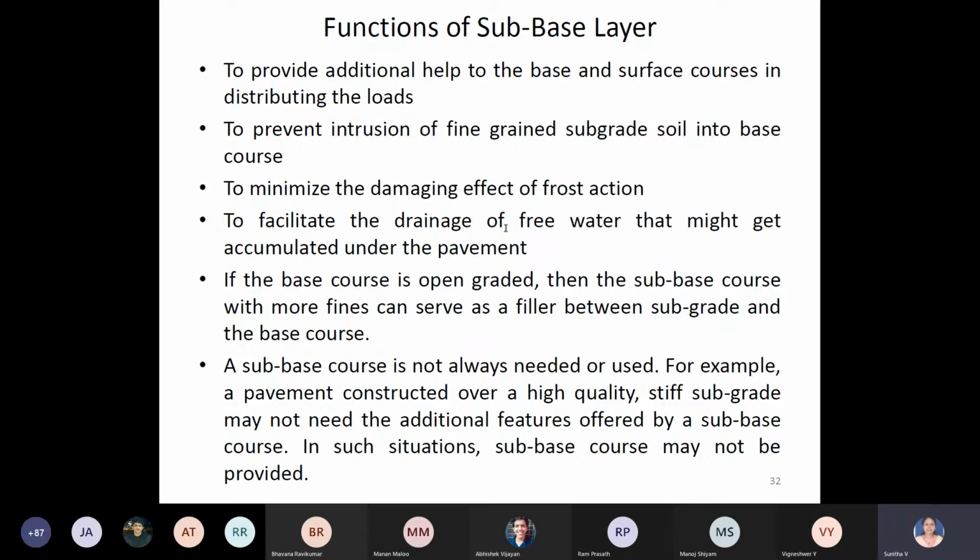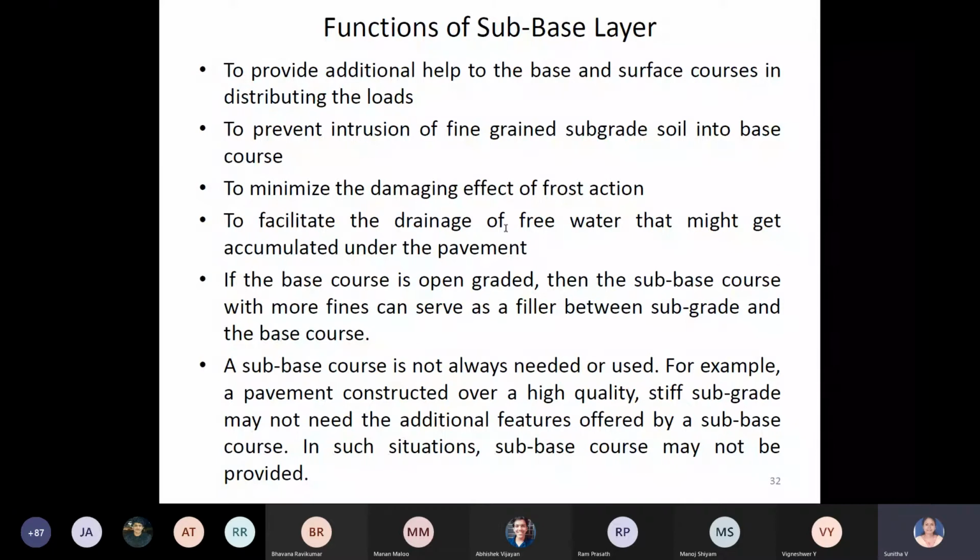Next one is to prevent intrusion of fine-grained subgrade soil into the base course. The subgrade is soil, so it will be finer material. But when it comes to base course, these are aggregates. You have aggregates, then filler obviously, but it's somewhat open graded, right? So this fine soil particle should not mix with the base course layer. So you can provide an intermediate layer between the base and the subgrade. That intermediate layer is the subbase course.